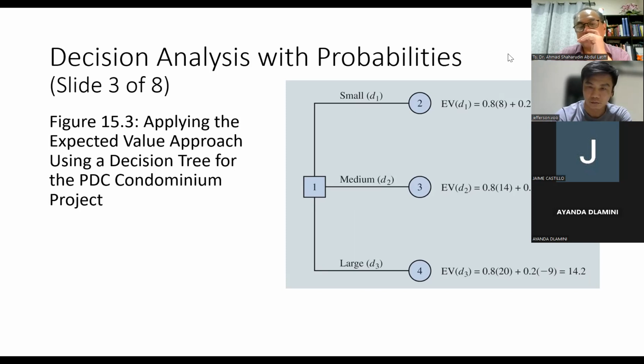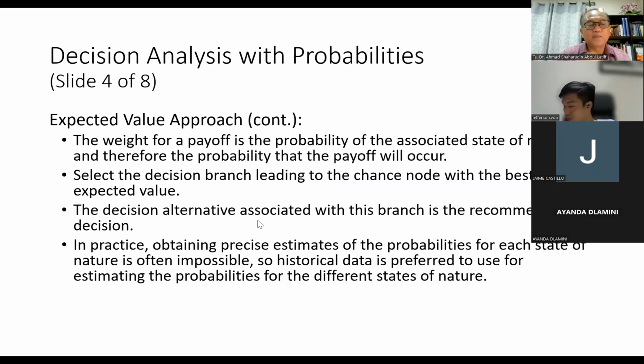The chance of high demand is 0.8 and the chance of low demand is 0.2. Although you have a loss, 0.8 times 16 minus 0.2 times 9, that is 18 minus 18, you can still get 14.2. This is how you recommend decisions.